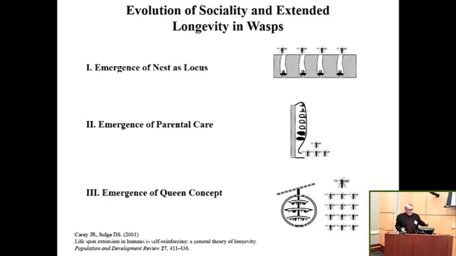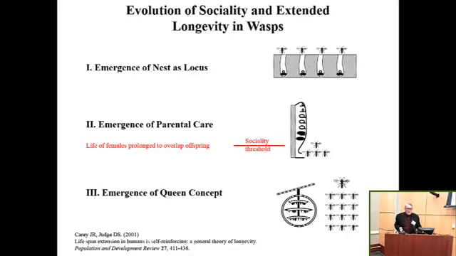So now, here would be a sequence, not grouped into broad categories. The first one is the emergence of the nest as a locus. This is what they call central place foraging, where they all come back to the same place. This is really important for sociality. So the nest concept's important. Then the emergence of parental care, like the bird feeding with progressive feeding. And then lastly, the emergence of the queen concept. This emerges before this last stage, of course.